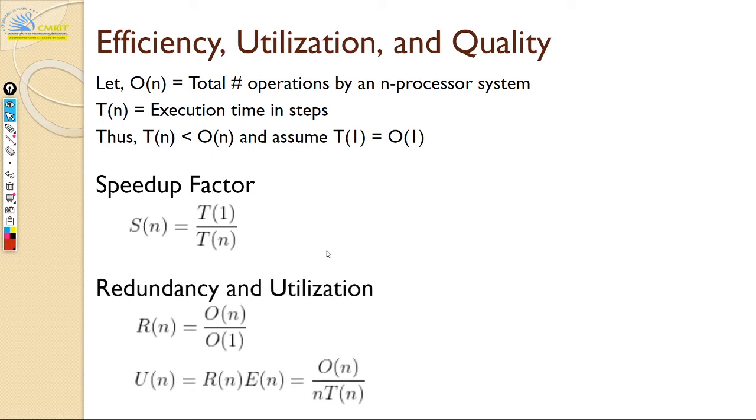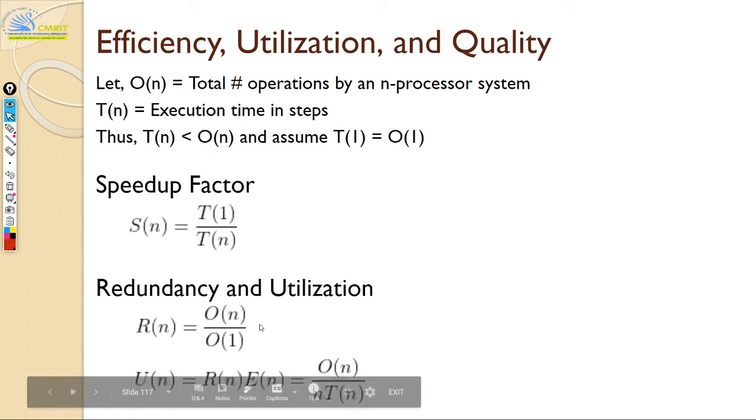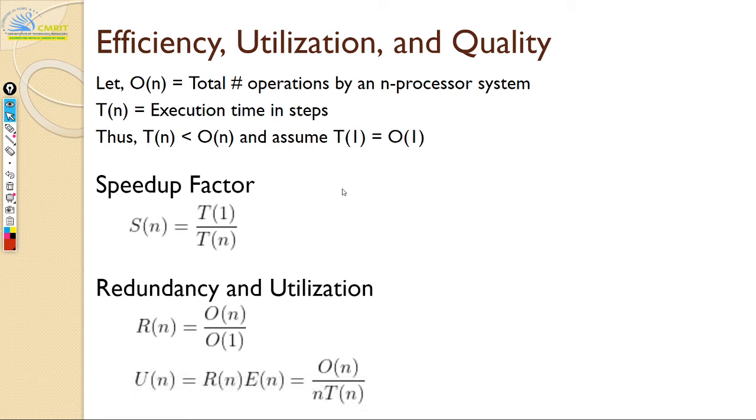Then you also have something called redundancy and utilization. Redundancy says how much redundancy your algorithm makes use of, like how parallel it can become. That is given by the ratio of O of n by O of 1, so that's your R of n. And then you have something called utilization.